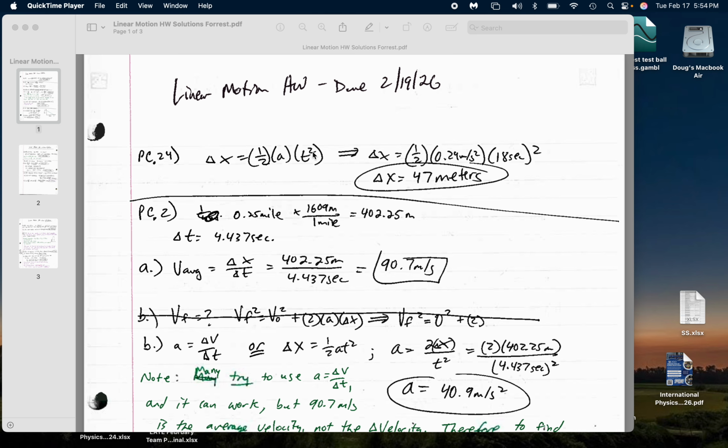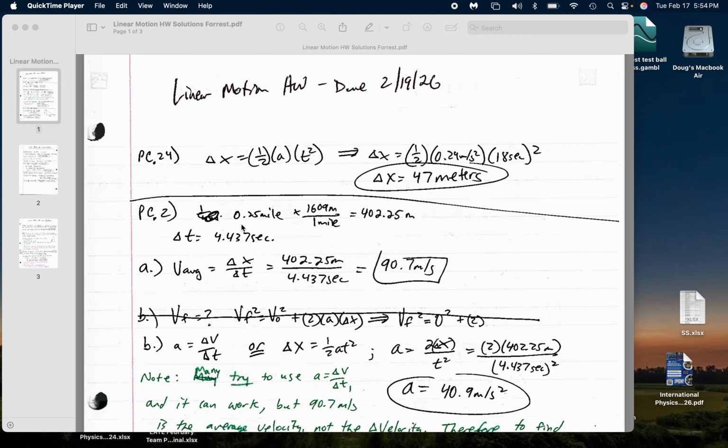So going ahead, PC 24, this is asking you to figure out how far something goes when you know the acceleration and the time. So I would use something like that. That's a version of Formula 4. I'm going to come up with 47 meters.